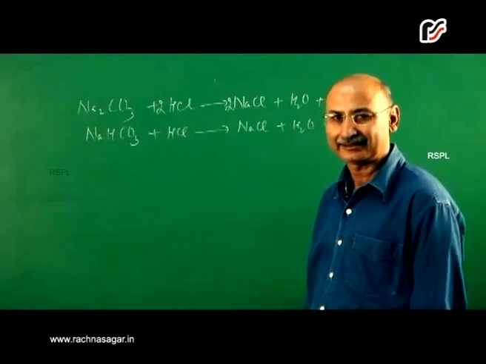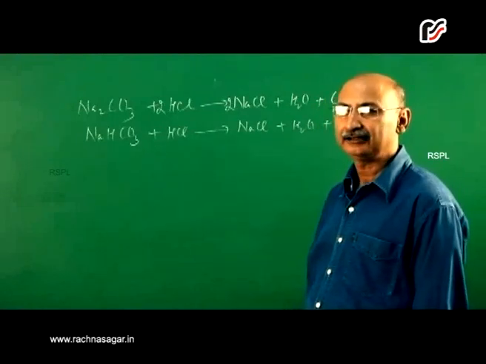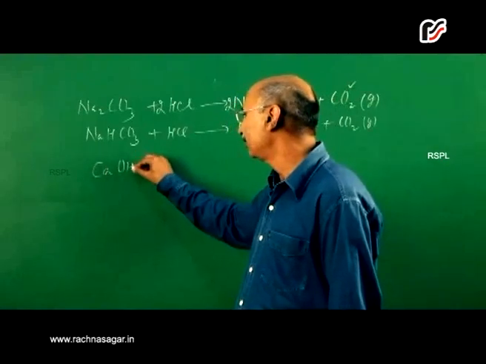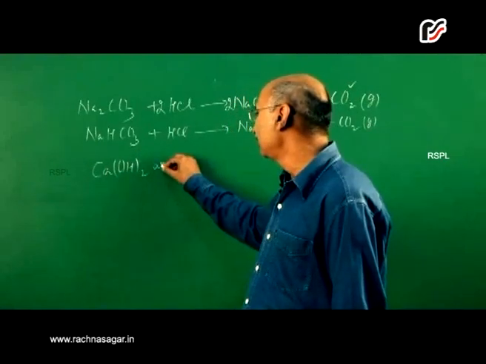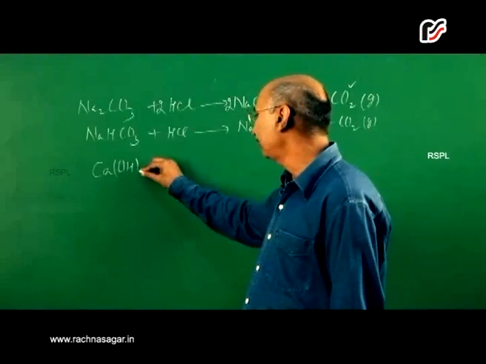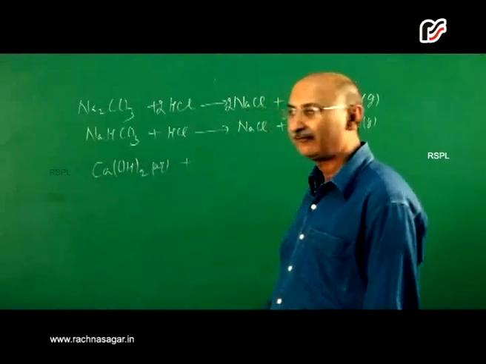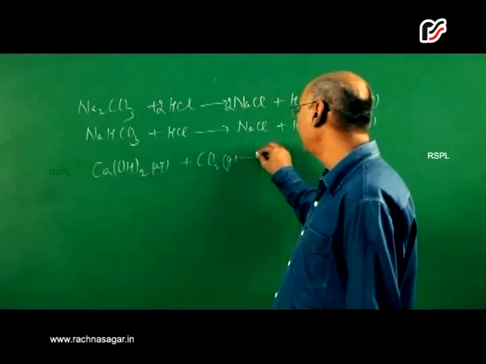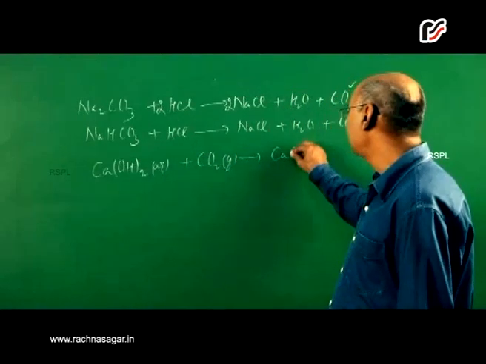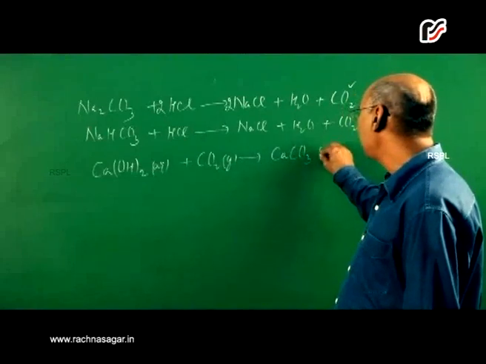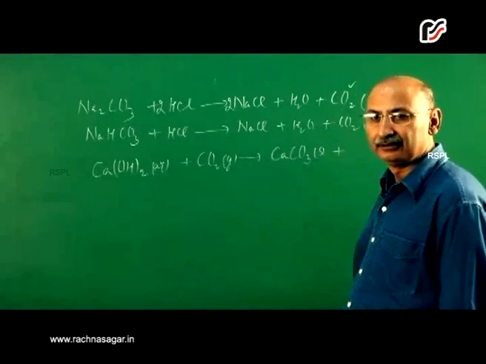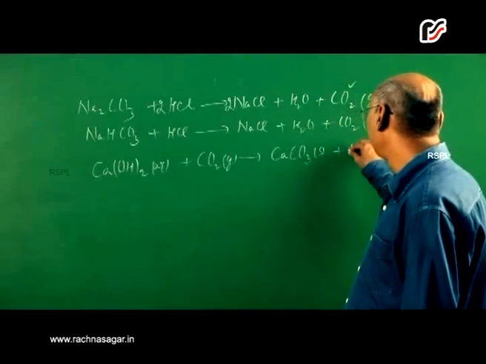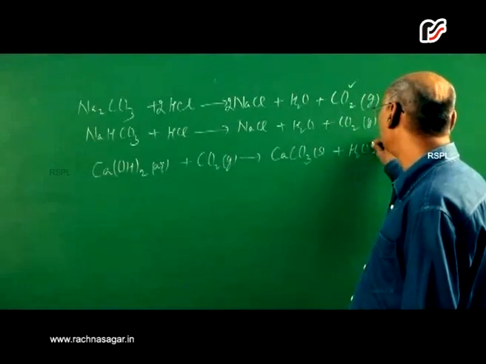If we want to test whether carbon dioxide is evolved or not, we have to pass the gas through lime water. What is lime water? A clear solution of calcium hydroxide in water is called lime water. If we pass carbon dioxide gas through it, lime water will turn milky. Why will lime water turn milky? It will be due to the formation of calcium carbonate plus water.